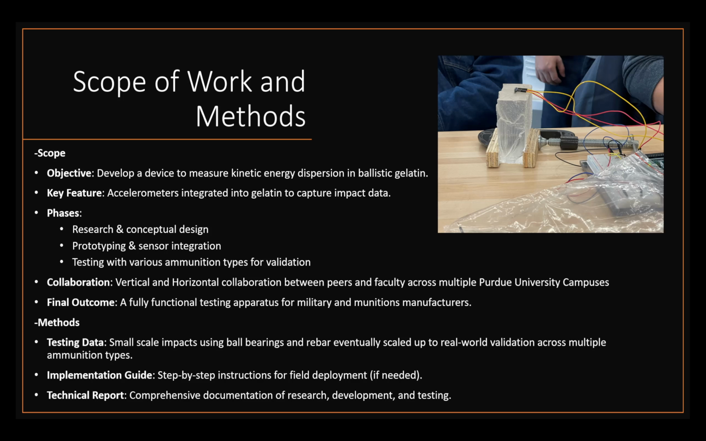The scope of the work and methods for this ballistic dispersion tester is to develop a device to measure kinetic energy dispersion in ballistics gelatin. The key feature of this experiment are the accelerometers, which are integrated into the gelatin to capture the impact data that is dispersed through the gel as the bullet travels through it. There are three phases of this project: the research and conceptual design phase, the prototyping and sensor integration phase, and the testing with various ammunition types for validation phase.